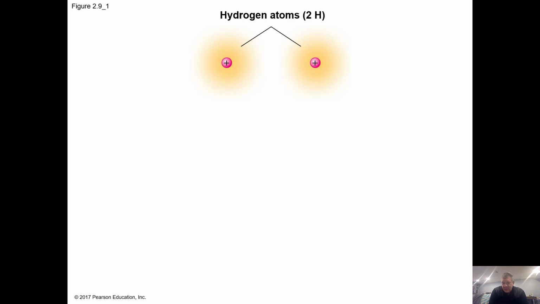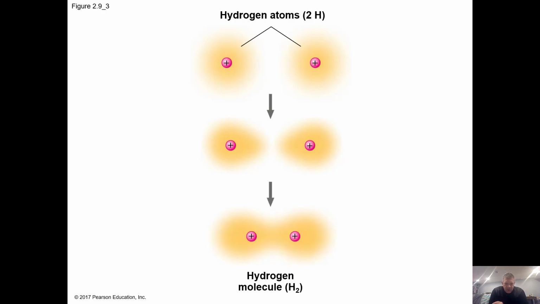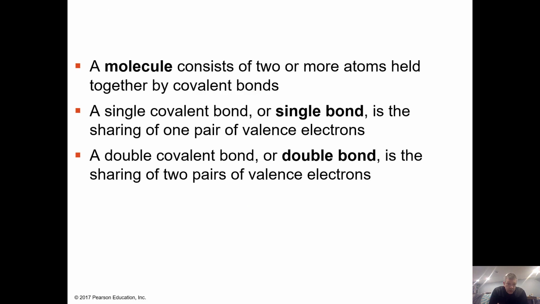Here we have two hydrogen atoms. You can see that fuzzy electron cloud, and they're held close together because they have to be close together due to the sharing of the electrons between the two. You have this melding of the two electron clouds that facilitates the sharing. When we share one pair of electrons, we call it a single bond. If we're sharing two pairs of electrons, we call it a double bond. If we share three pairs of electrons, that's a triple bond.